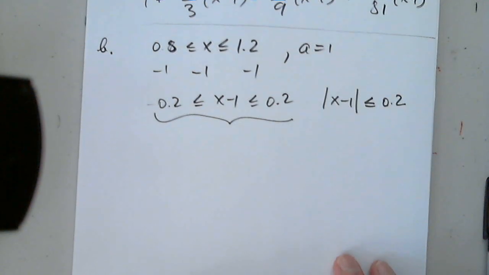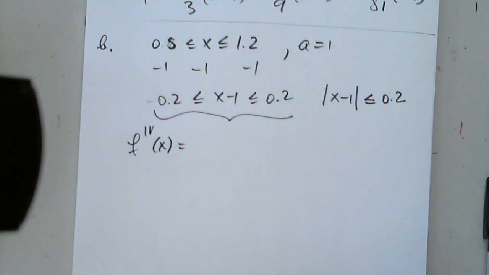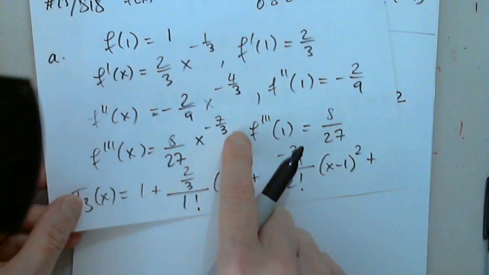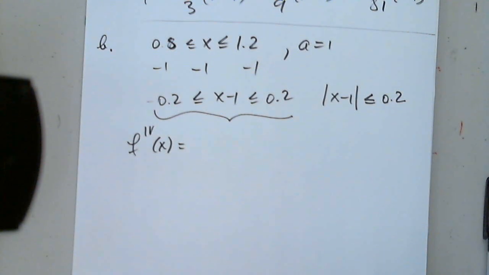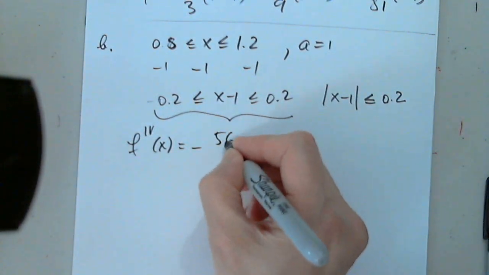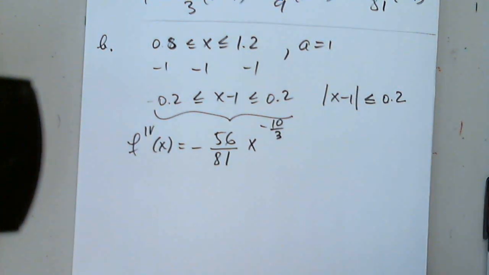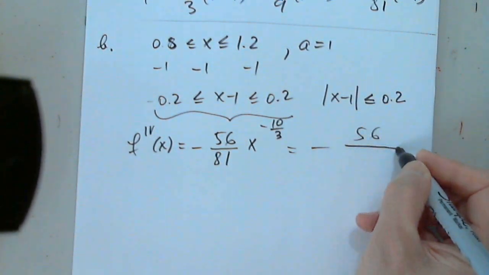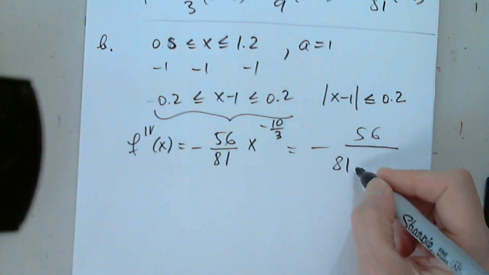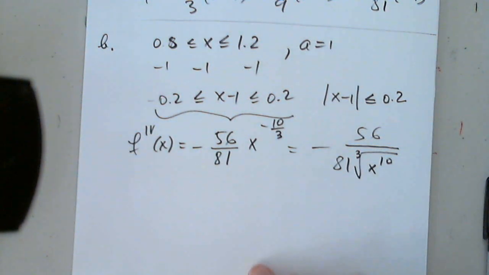Next, our next step is to find the fourth derivative. So here was the third derivative. Bring down negative 7/3 and subtract 1 from the power. So we get negative 56 over 81, x to the negative 10 over 3, which basically changes into 56 over 81, and this is the cube root of x to the 10th power.